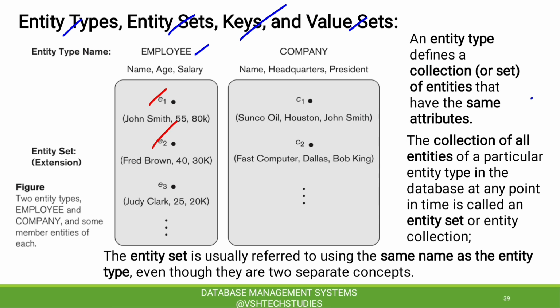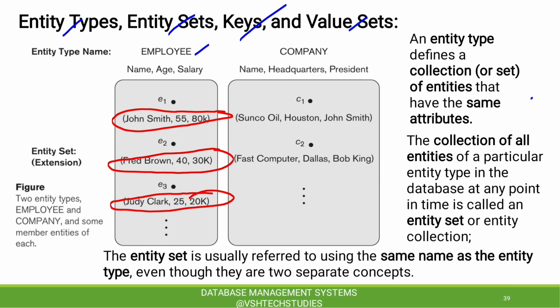E1, E2, E3 are the member entities of the employee entity type because all three have the same attributes, that is name, age and salary. This attribute set, name, age, salary, which indicates the employee entity type structure, is called the intension. Employee entities E1, E2, E3 together are called the entity set. The value sets at any instant of time which are stored in the database are called the extension.